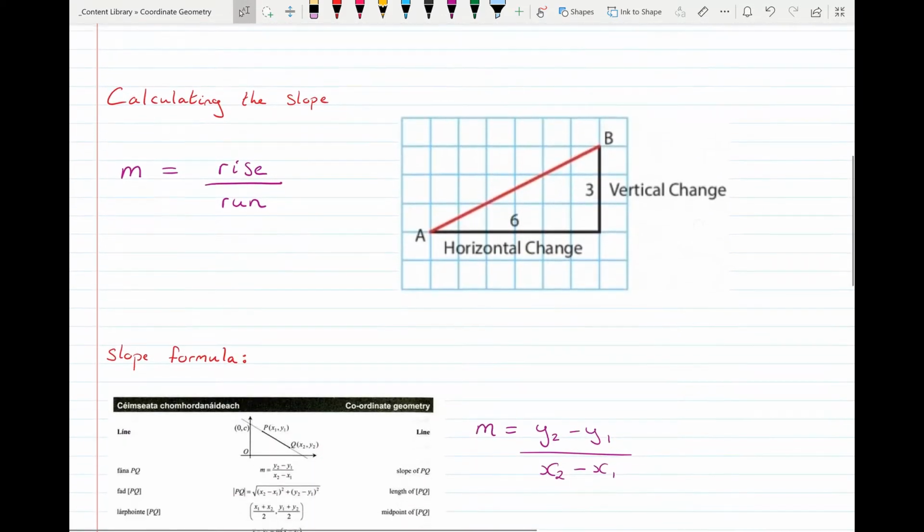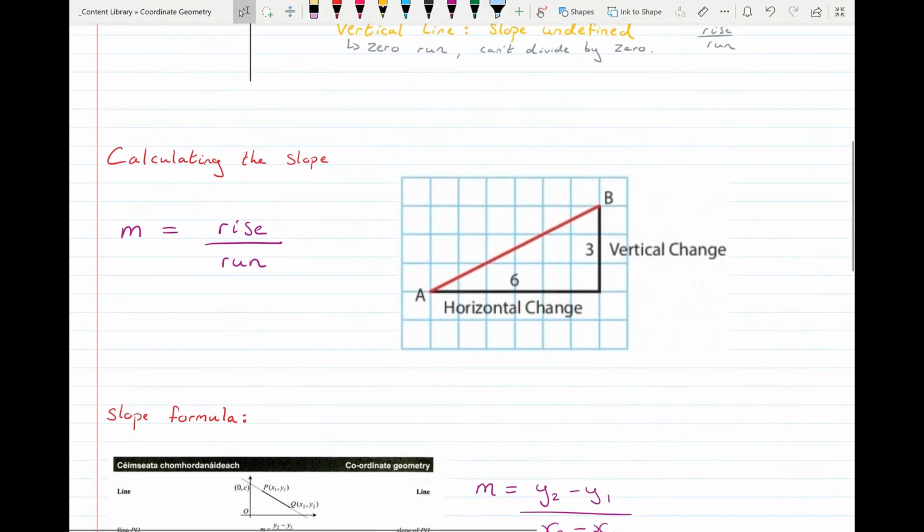How to calculate the slope then? Well, there's 2 ways. The first and easiest way is if you're given a graph, you use the formula rise over run. So in this little picture here that we have, the rise is the vertical change. So here the vertical change is 3. So we're going to say that our rise has a value of 3 and the run then is the horizontal change, which is 6. So the run will be 6.